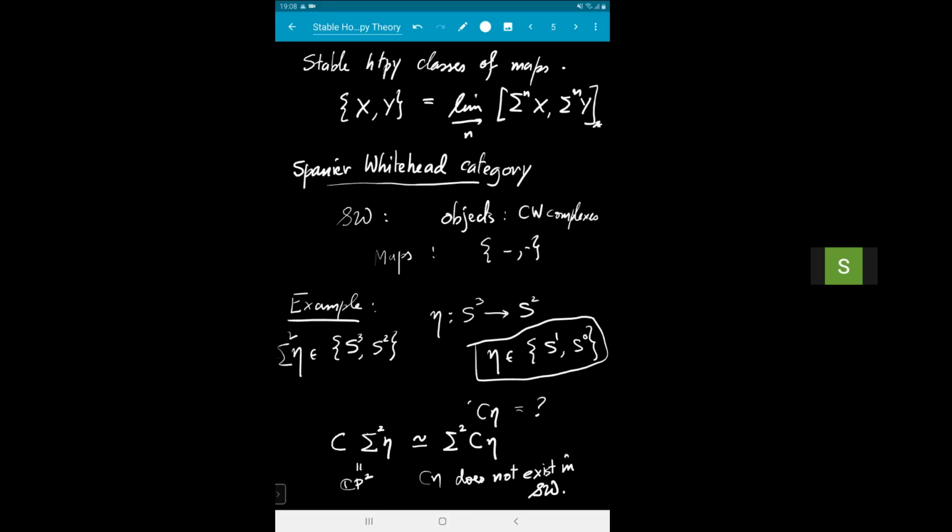So it should have this property that the double suspension of C eta must be CP2, but in SW the objects are all CW complexes. So I should have a CW complex whose double suspension is CP2, which is not possible. So that means that this mapping cone of eta does not exist in the Spanier-Whitehead category.